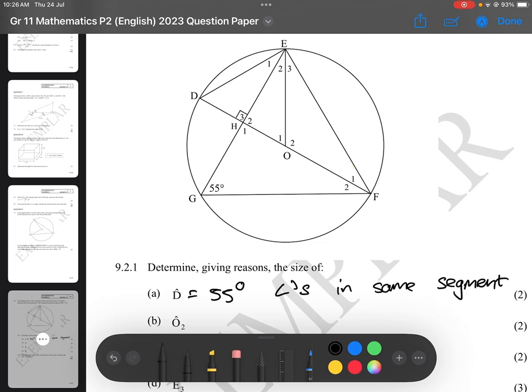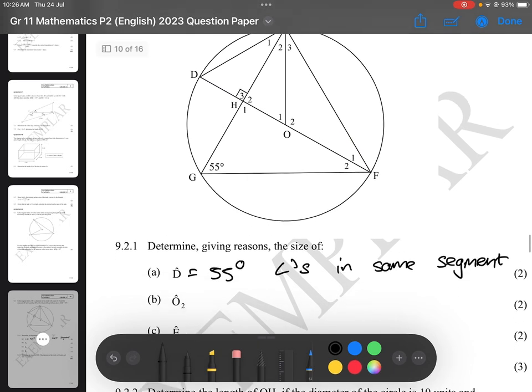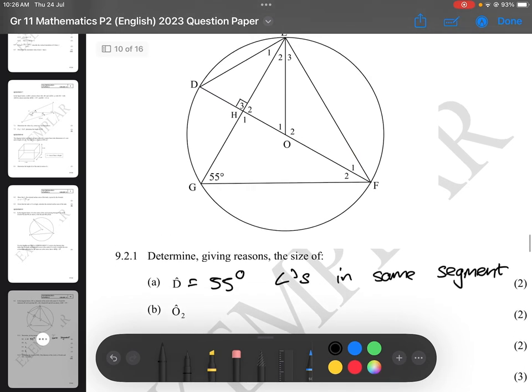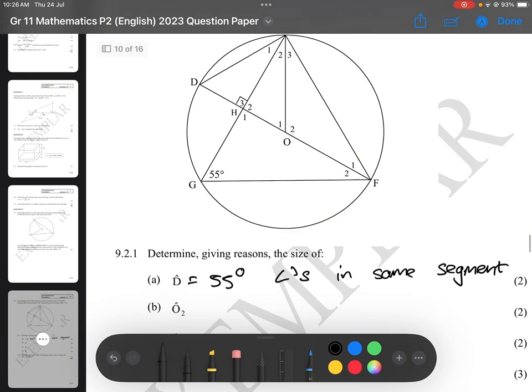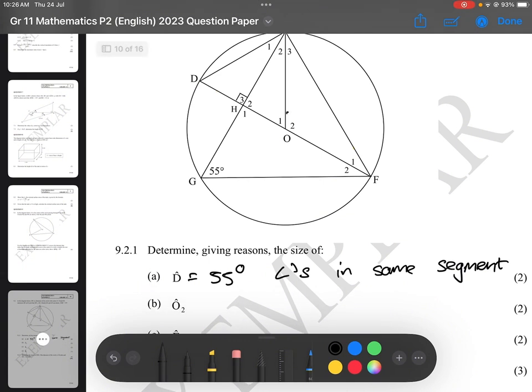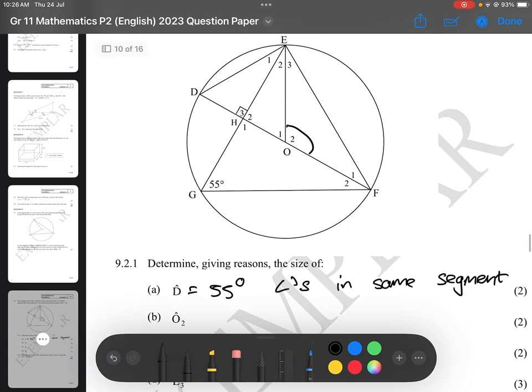Okay, now they ask O2. O2 is a fairly simple one, it's this angle. So I can see that O2 is my angle at the center, and I can see that I have an angle at the circumference. So if it's subtended by the same chord, so if this chord EF, if I extend it to the center, I'll meet at O2.